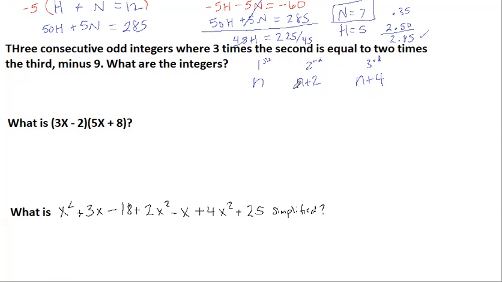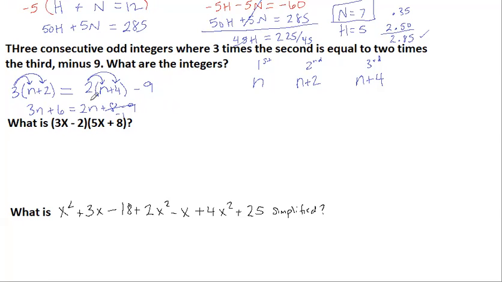3 times the second, so that's this one, is equal to 2 times the third, that's this one, minus 9. Now what are my integers? I'm going to distribute this 3 to both the n and the 2, and then I'll do the same thing here and distribute that 2. So 3n plus 6 is equal to 2n plus 8 minus 9. 8 minus 9, that's going to give me a negative 1.